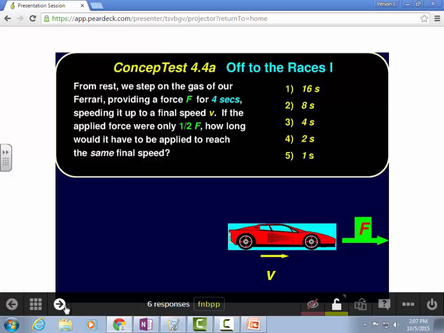I think it should be 2, but I feel like that's so obvious. Don't overthink it.